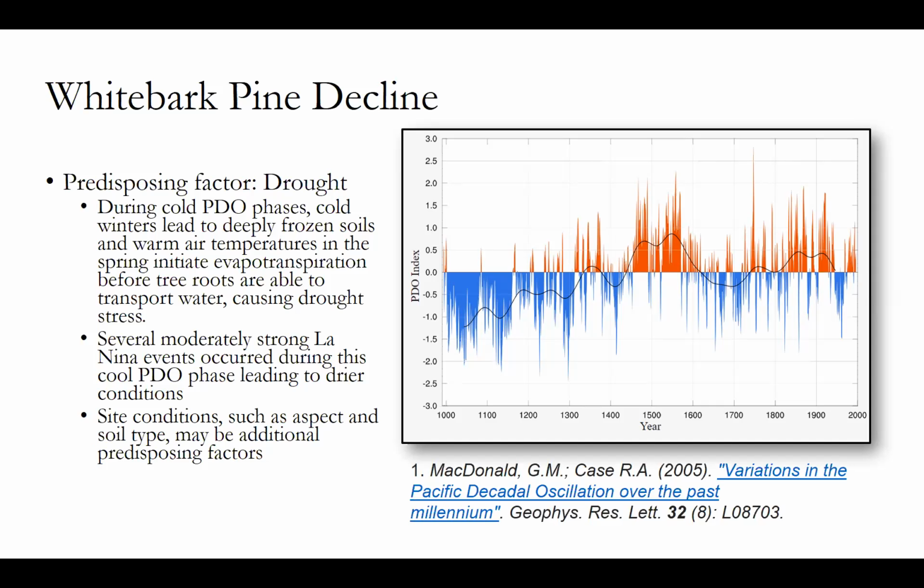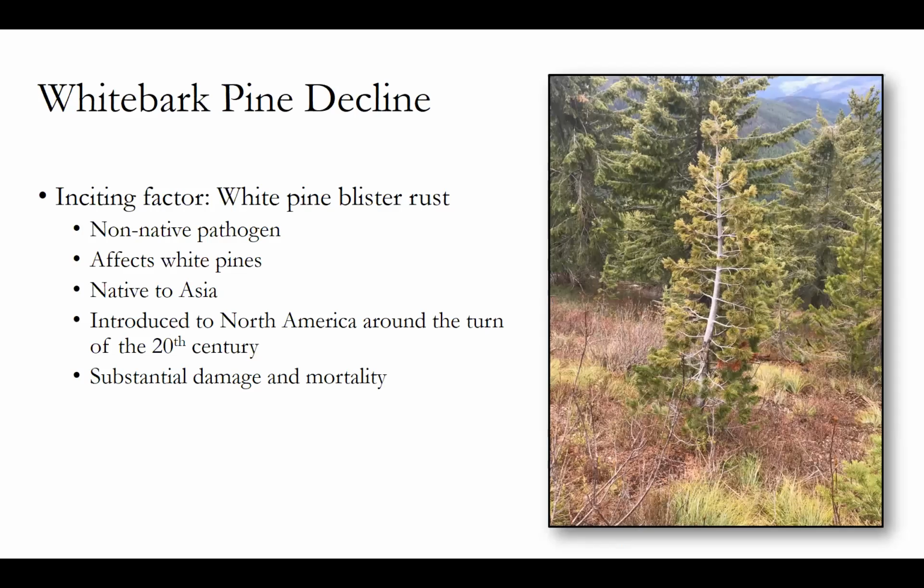Cold winters led to deeply frozen soils. When temperatures warmed in the spring, the tree roots were unable to transport water due to the frozen soil, which added to drought stress. Additionally, several moderately strong La Nina events occurred during this period, leading to drier conditions. This drought stress predisposed white bark pine to white pine blister rust. White pine blister rust is a non-native pathogen that was introduced in North America from Asia at the turn of the 20th century. This pathogen affects white pines and is the cause of the loss of our western white pine as well, as a major component of our forested stands.